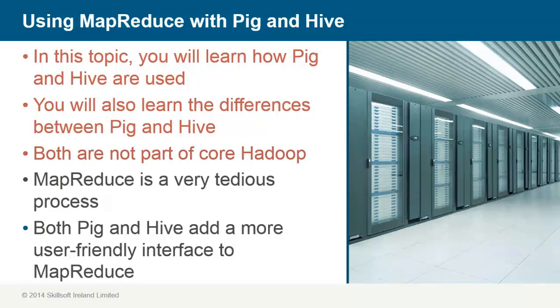There is a consensus that Hadoop MapReduce is a very tedious process. Both Hive and Pig add a more user-friendly interface to MapReduce and attempt to make the MapReduce process a more user-friendly task.